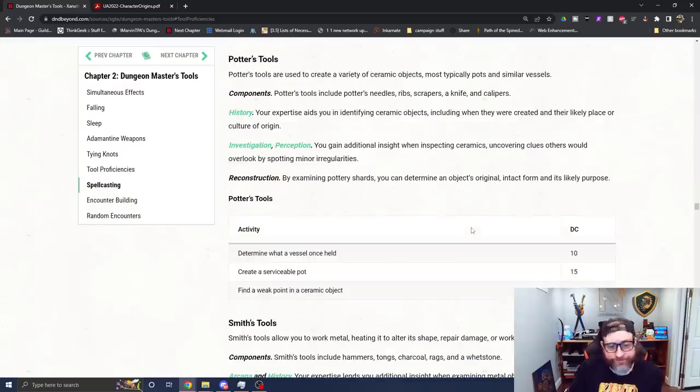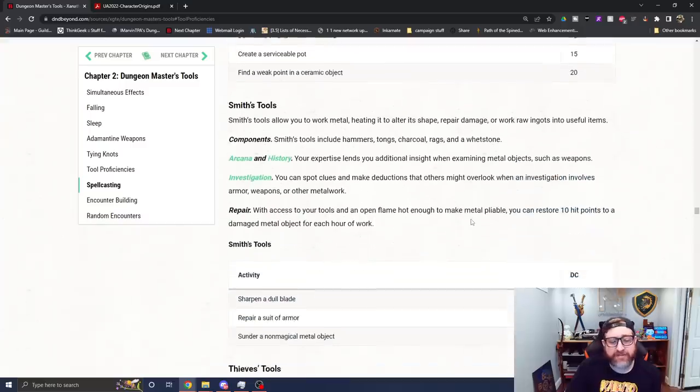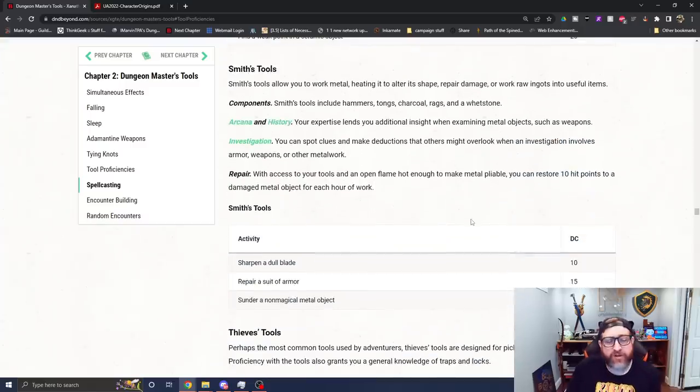Potter's tools. Your expertise aids you in identifying ceramic objects, including when they were created and the likely place or culture of their origin. Investigation and perception. Additional insight when inspecting ceramics, uncovering clues others would overlook by spotting minor irregularities. Smith's tools, Arcana and history. Your expertise lends you insight into examining metal objects such as weapons. And investigation, you can spot clues and make deductions that others might overlook when an investigation involves armor, weapons, or metalwork.